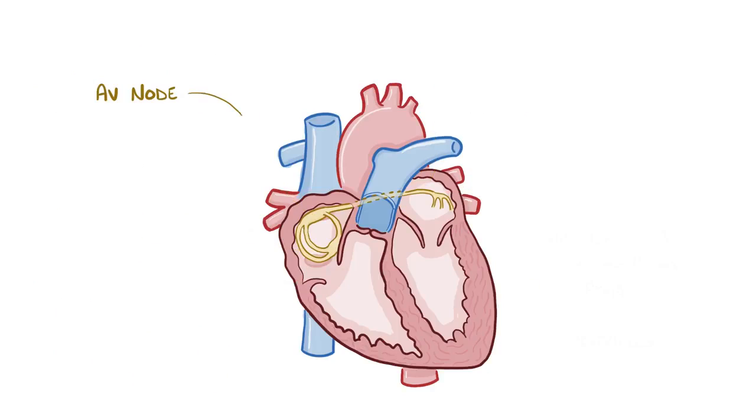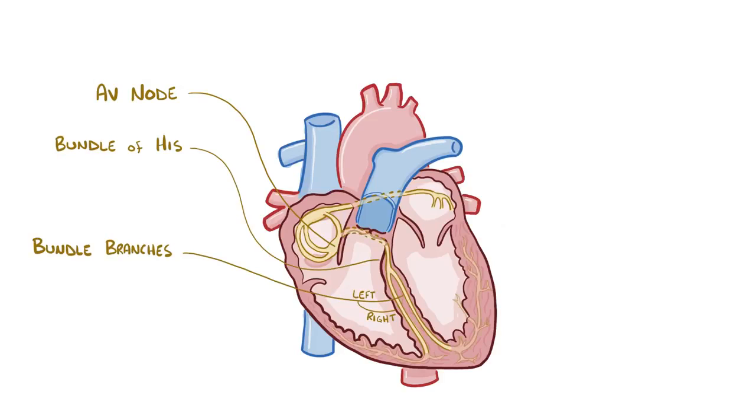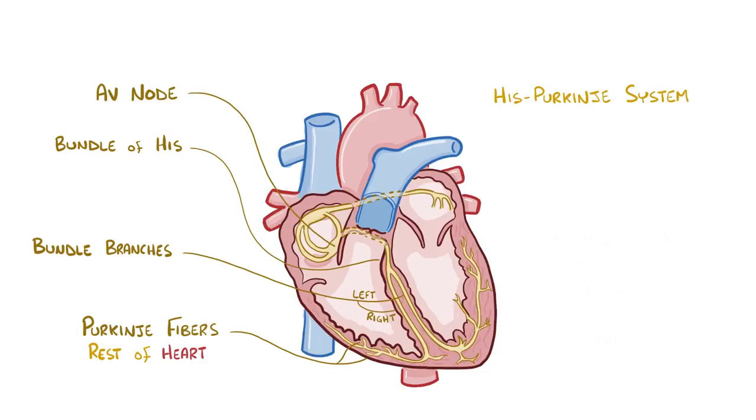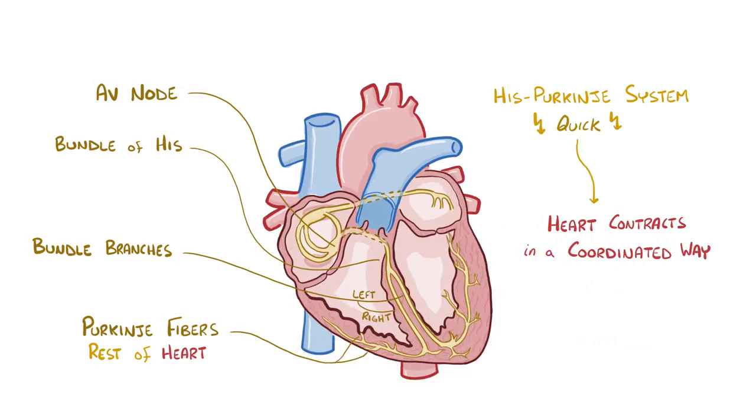From the AV node, the depolarization wave travels through the conducting system of the ventricles. First, it goes to the bundle of His, and then into the left and right bundle branches and into the Purkinje fibers. The Purkinje fibers are the final bit of conductive tissue that spread the depolarization wave to the rest of the heart. The His-Purkinje system conducts the depolarization wave really fast, and this is important because it makes the heart contract in a coordinated way. If the timing was slightly off and the ventricles didn't contract all at once, blood would sort of slosh back and forth, rather than getting forcibly pushed out to the lungs and body.